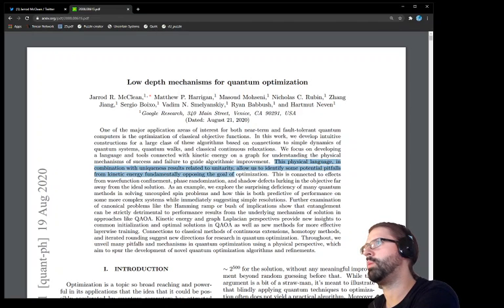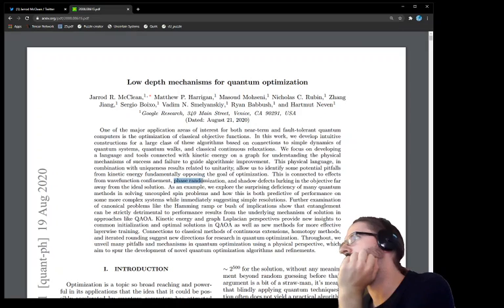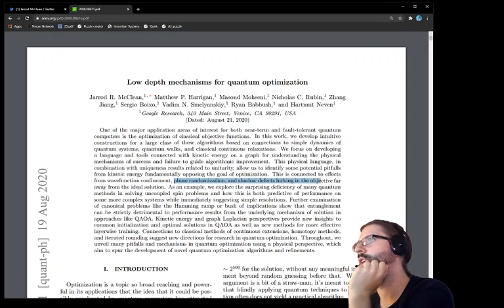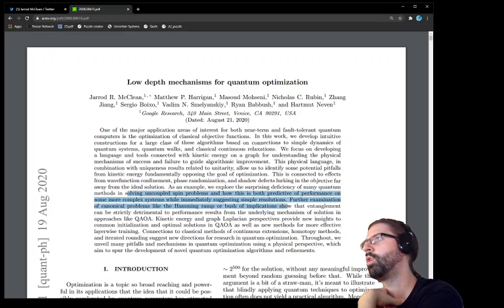This physical language, in combination with uniqueness results related to unitarity, allows us to identify some potential pitfalls from kinetic energy fundamentally opposing the goal of optimization. This is connected to the effects from wave function confinement, phase randomization, and shadow effects lurking in the objective. I like how this sounds. And shadow effects lurking in the objective, far away from the ideal solution. As an example, we explore the surprising deficiency of many quantum methods in solving uncoupled spin problems, and how this is both predictive of performance on some more complex systems while immediately suggesting simple resolutions. Okay.